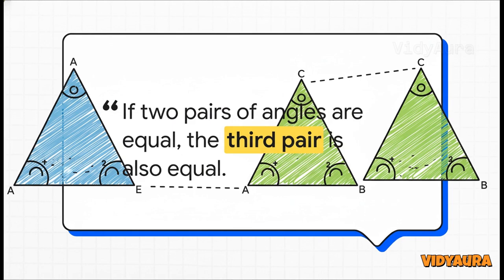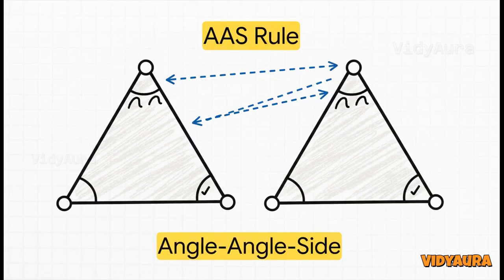The three angles inside any triangle always add up to 180 degrees. Always. And that simple fact means that if you know two angles in one triangle are equal to two angles in another, well, then the third pair of angles has to be equal too. It's just simple arithmetic. And because of that amazing little piece of logic, our ASA rule gets a fantastic upgrade.